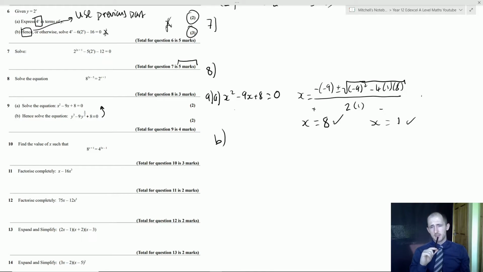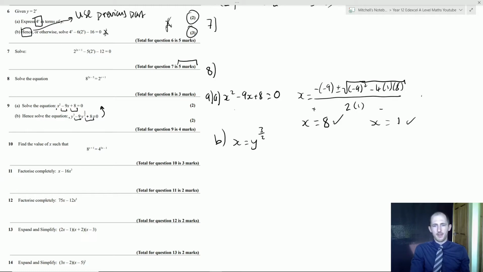So there aren't really many similarities, right? But let's look at the similarities we have. There's a 1 in front of the x squared, there's a 1 in front of the y cubed. There's a minus 9 in front of this, there's a minus 9 in front of this. There's an 8 at the end, there's an 8 at the end. If the structure of the equation is the same, what we can say is that they've said x is equal to y to the power of 3 over 2.